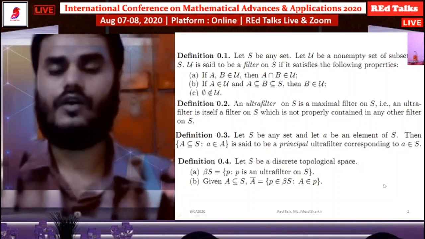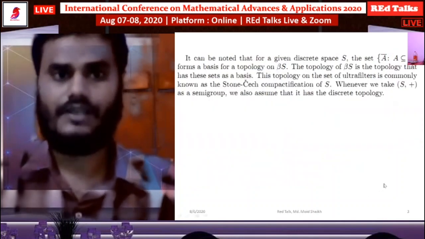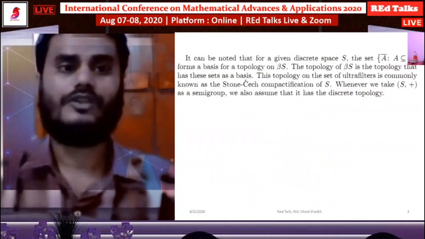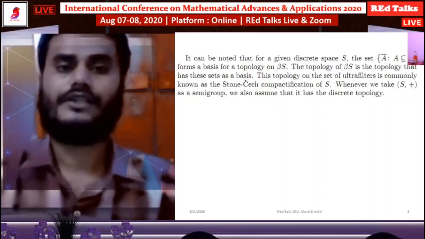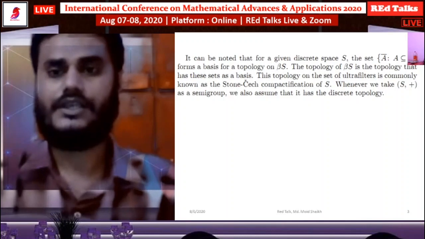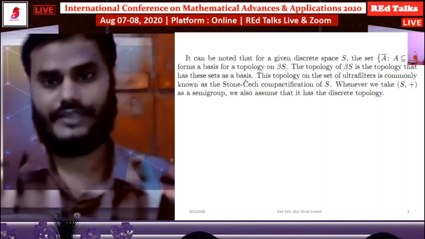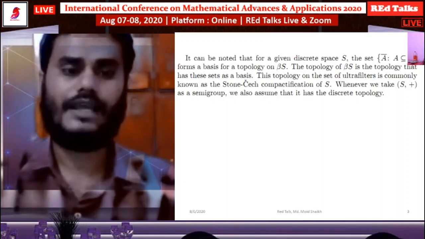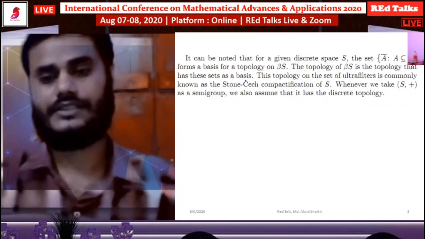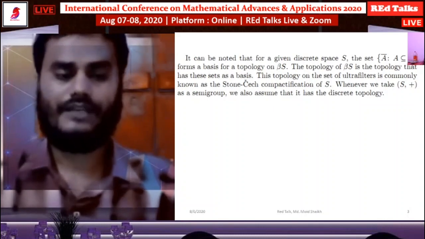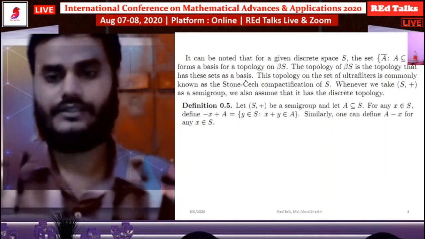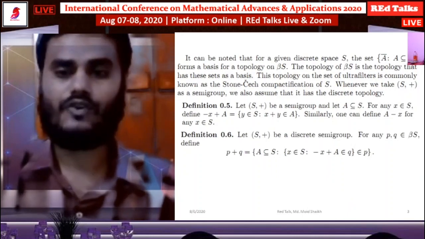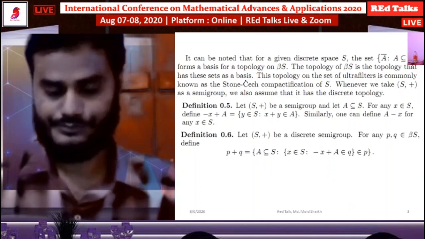Then the set of all A bar such that A is a subset of S forms a basis for a topology on beta S. The topology of beta S is the topology that has these sets as a basis. This topology on the set of ultrafilters is commonly known as the Stone-Cech compactification. Whenever we take S, plus as a semigroup, we also assume that it has the discrete topology. We have defined minus x plus A in this way and P plus Q this way. Beta S is a compact right topological semigroup.